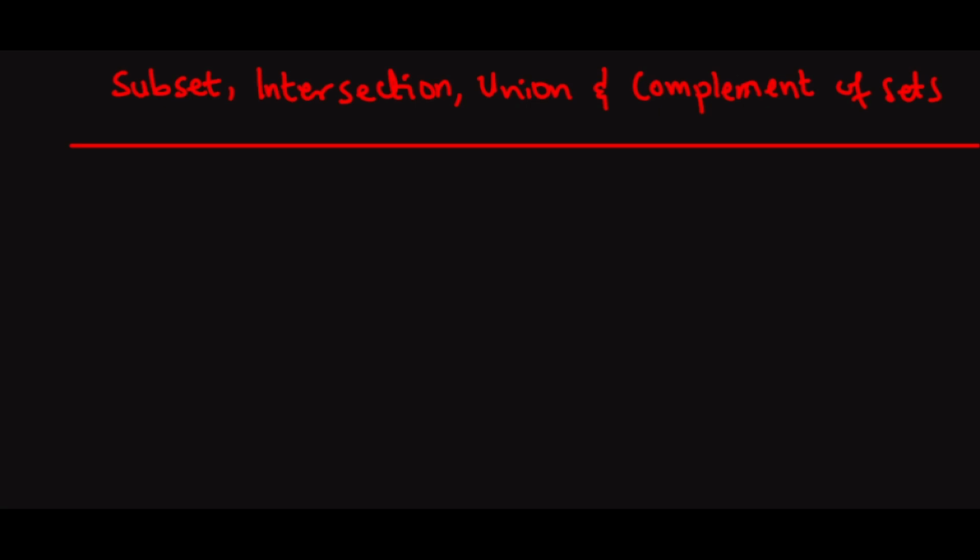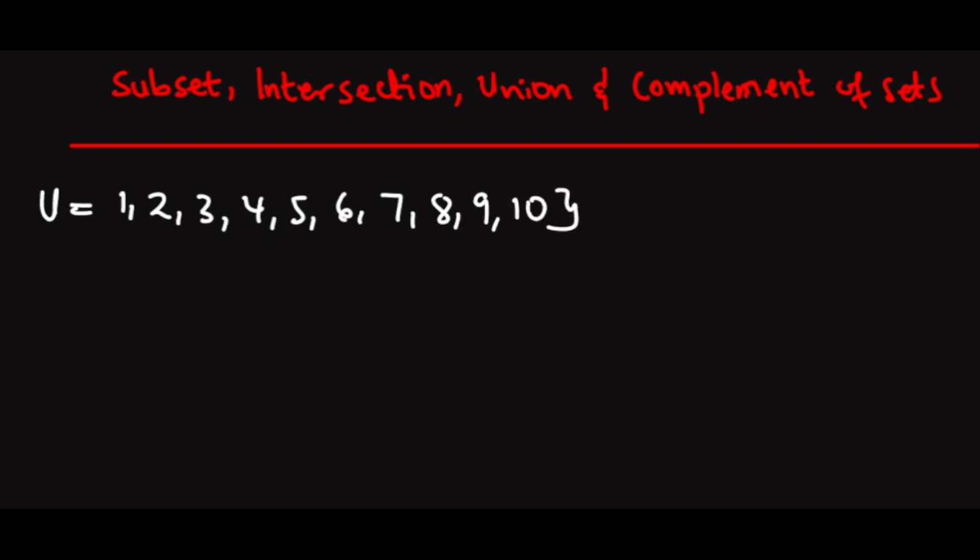We are going to be looking at subsets, intersection, union, and complement of sets. Now, given a universal set U equals {1, 2, 3, 4, 5, 6, 7, 8, 9, 10}, and we are given another set A equals {2, 4, 6, 8, 10}.